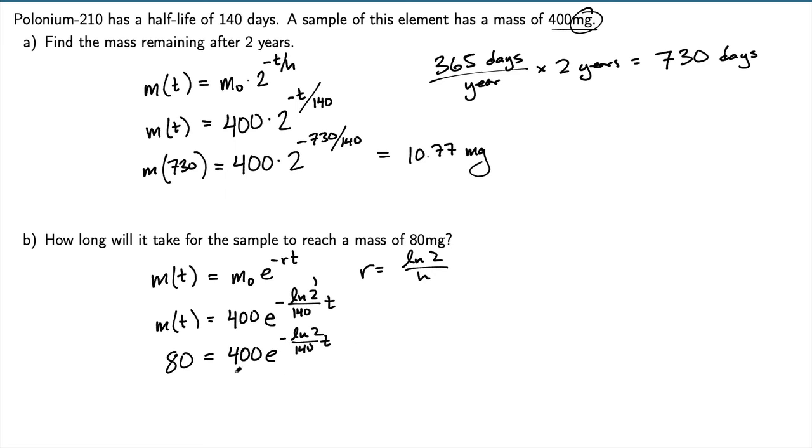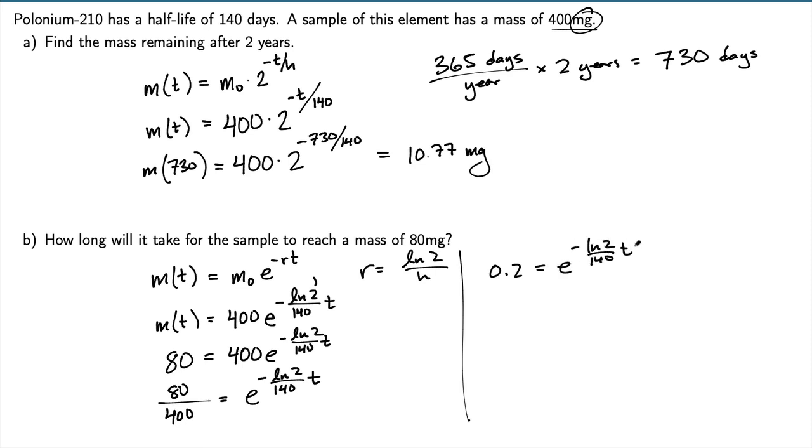Now we just need to solve for t. So we can divide both sides by 400, and we have 80 over 400 equals e to the negative natural log of 2 over 140 t. 80 over 400 is 1/5, or 0.2. So 0.2 equals e to the negative natural log of 2 over 140 t. To get rid of this base of e, we do the natural log. So I do the natural log of the left side, natural log of 0.2. And on the right side, it just gets rid of that base, so I have negative natural log of 2 over 140 times t.